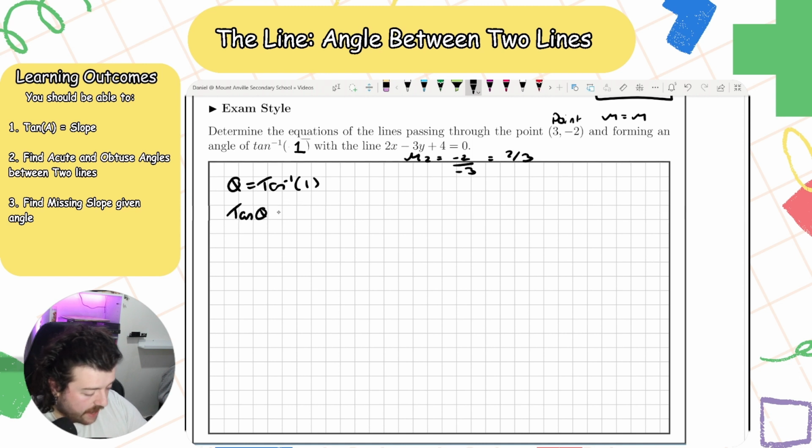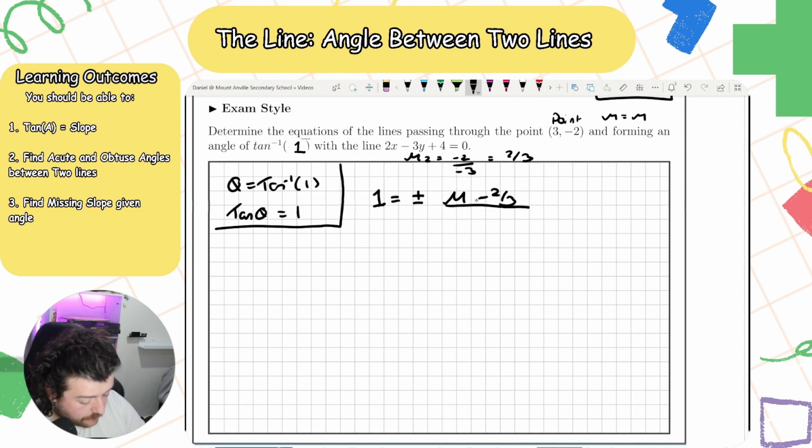Therefore, tan of my angle is equal to 1. So my whole expression will be equal to 1. So let's get started. 1 is equal to plus or minus m1, so m minus m2, which is 2/3, all over 1 plus m times m2. So take the positive side first. So it's going to be 1 equals plus m minus 2 over 3, all over 1 plus 2m over 3.